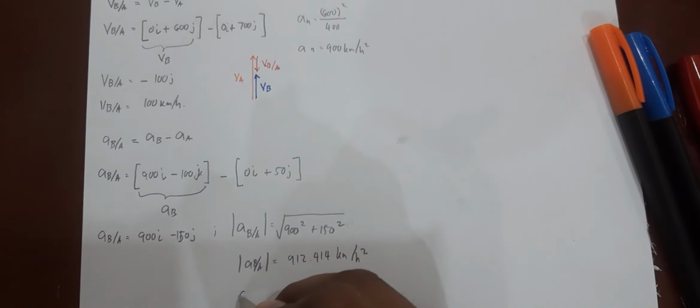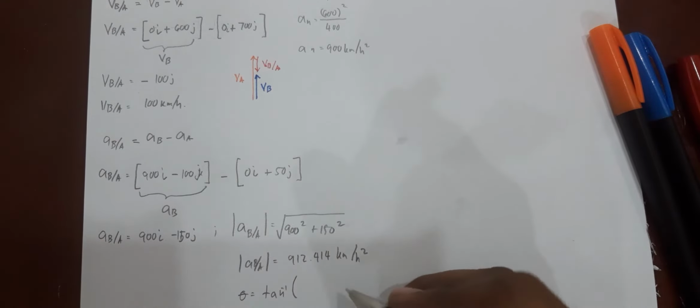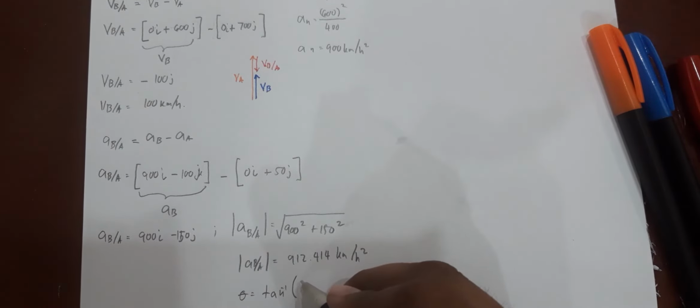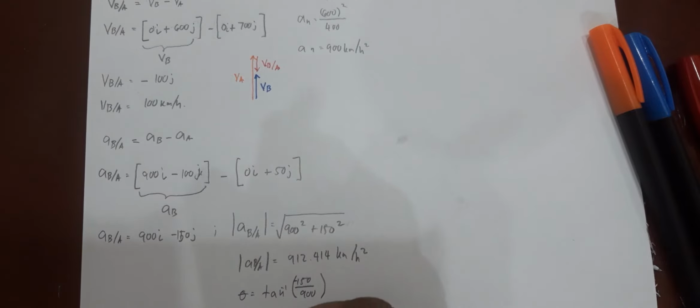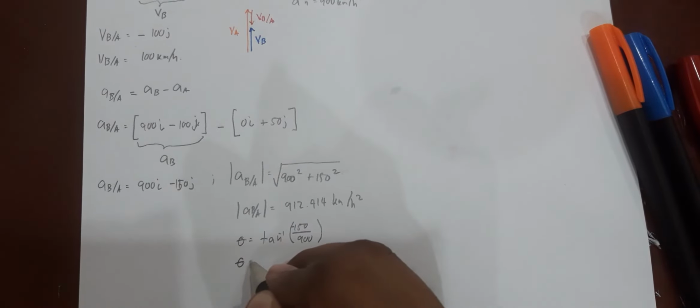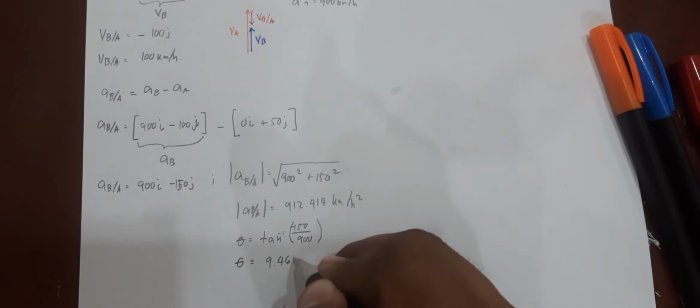Next is the direction. Let's denote the direction as theta. Same principle: you have arctan of negative 150 over 900. So you will be getting theta to be equal to 9.4623.